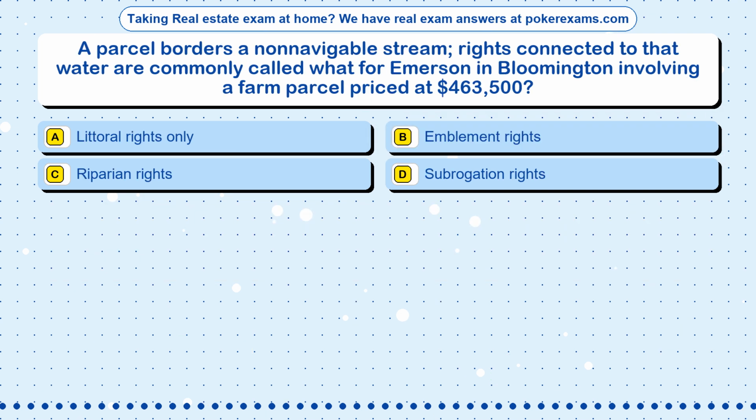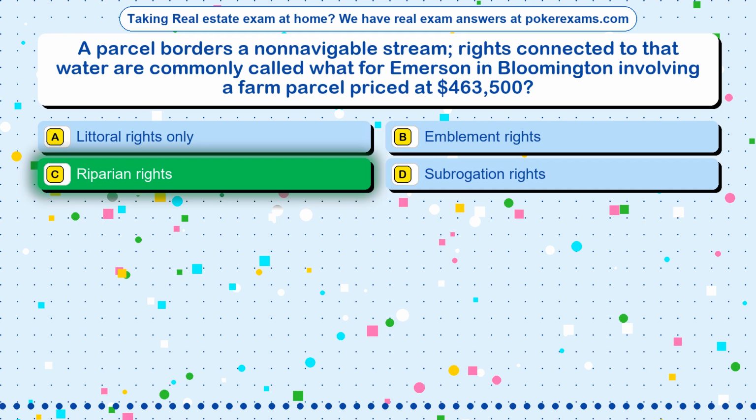Question 19. A parcel borders a non-navigable stream. Rights connected to that water are commonly called what for Emerson in Bloomington involving a farm parcel priced at $463,500? Option A, littoral rights only. Option B, emblement rights. Option C, riparian rights. Option D, subrogation rights.